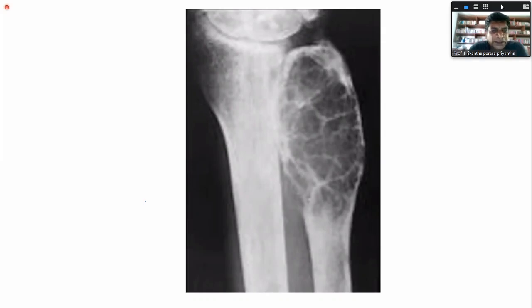What is this? This is osteoclastoma, right? Osteoclastoma, again more common around the joints. And this soap bubble appearance, that is a feature of osteoclastoma. Right.